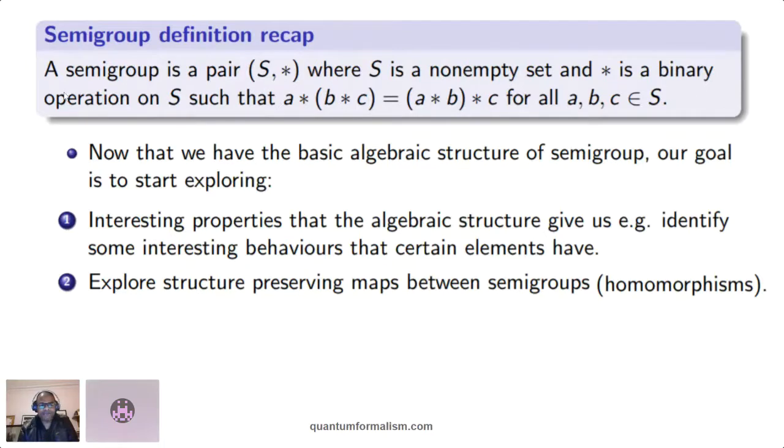So a semigroup is nothing more than a pair (S, star) where S is a non-empty set and star is a binary operation. The only condition that needs to be satisfied is associativity. That's it. Nothing more, nothing less. This is the minimal condition that a set together with a binary operation needs to satisfy in order to be classed as a semigroup.